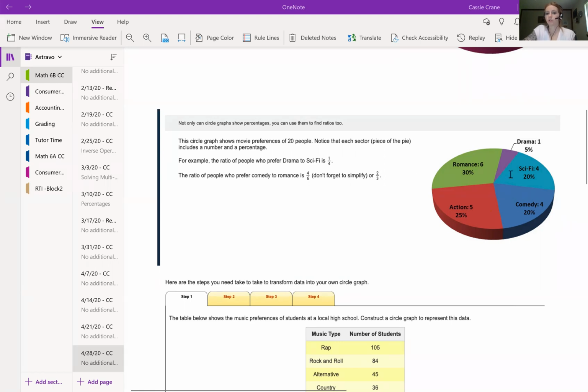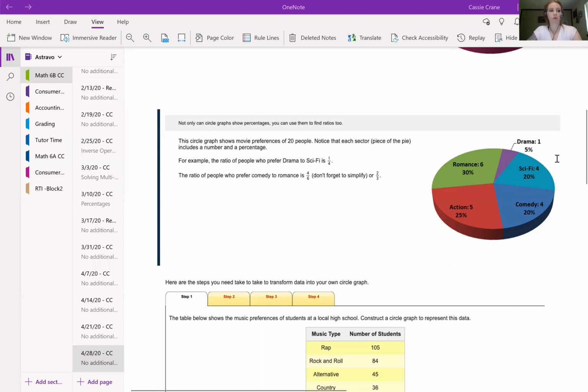So our total is 20. If we start with the green sector that says romance movies, it says 6 next to it. That means 6 out of our 20 prefer romance. Their example did the sci-fi. We can find the sci-fi sector, which is the light blue, and it says that 4 like sci-fi movies. Since our total is 20, we would put it over the total. So it'd be 4 out of 20.